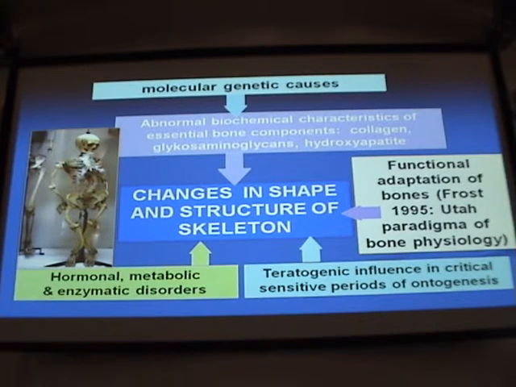What are the causes of changes in shape and structure of the skeleton? These are molecular genetic causes. I mentioned primary skeletal dysplasias, and the second are hormonal, metabolic, enzymatic disorders. And in the last years were included a lot of nosologic units that are caused by teratogenic influence in critical sensitive periods of ontogenesis. And the final shape and changes of structure in the skeleton are caused by so-called functional adaptation of bones or bone remodeling.